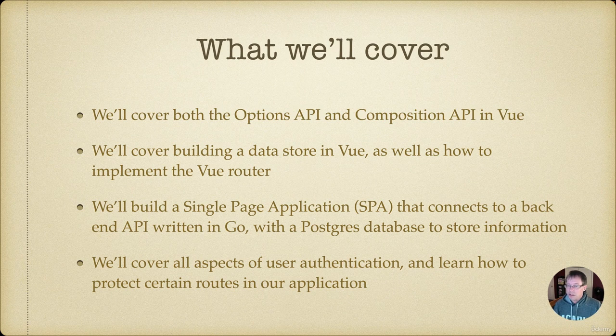We'll cover building a data store in Vue, which is important, as well as how to implement the Vue router so we can get around the various pages of our single-page application. And that's what we're going to build, a SPA, or a single-page application that connects to a back-end API written in Go and has a Postgres database where we store all the information about our books and authors and genres and so on and so forth. We'll also cover all aspects of user authentication, and we'll also learn how to protect certain routes in our application so they're only accessible to logged-in users.